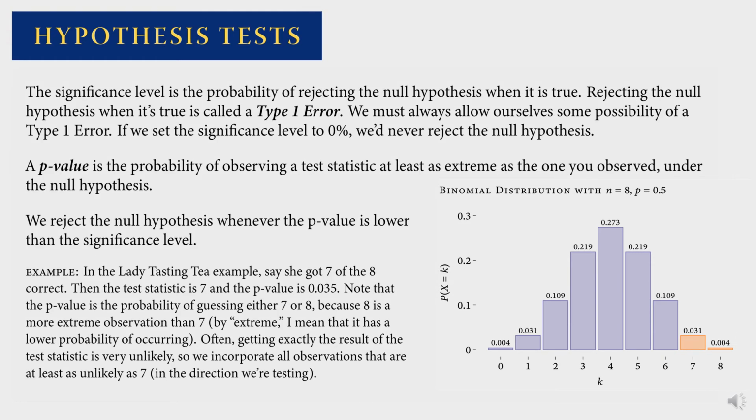When we carve out a rejection region, we're allowing ourselves the possibility of making an error and rejecting the null hypothesis even though it's true. This is called a type 1 error. In this case, if the woman is guessing, we have a 0.035 probability of concluding that she's not guessing. If the null hypothesis is true, we have a 0.035 probability of making a type 1 error. The type 1 error we allow ourselves is called the significance level.